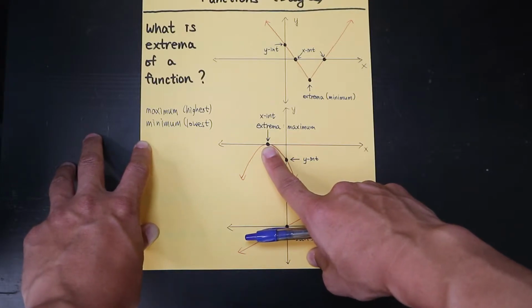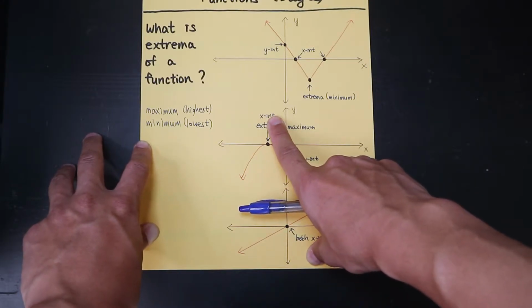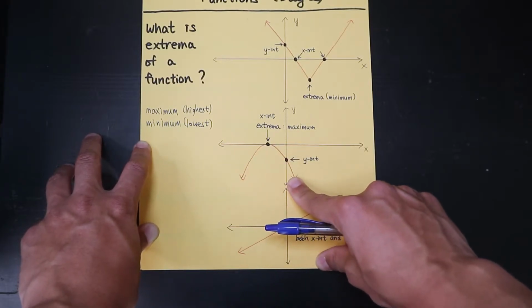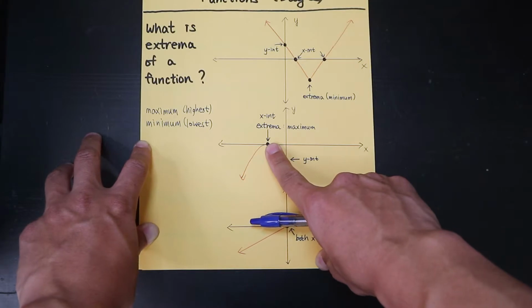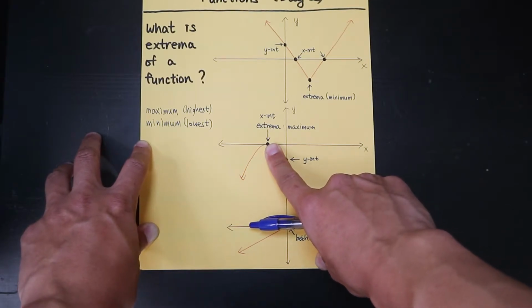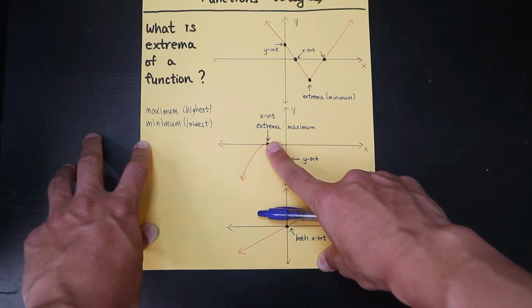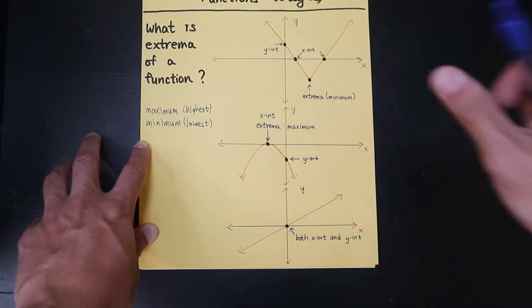And here it crosses the x-axis at 1, so it's the x-intercept. But at the same time, this is the highest part of the upside down U shape. So this is at the same time a maximum of the graph because it's the highest point, it's like the top of the hill. So this is both x-intercept and maximum of the graph.